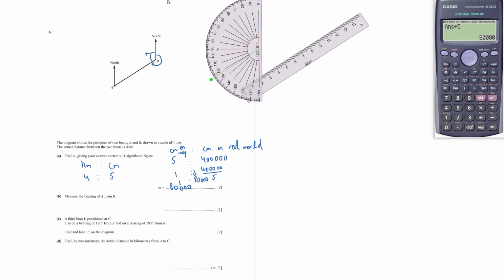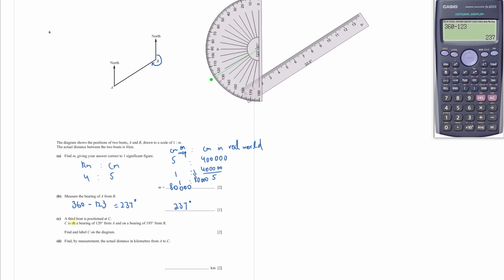So this angle X is 123. So this bearing will be 360 minus 123, which is 237. So this bearing is 237 degrees. Let me just erase this.